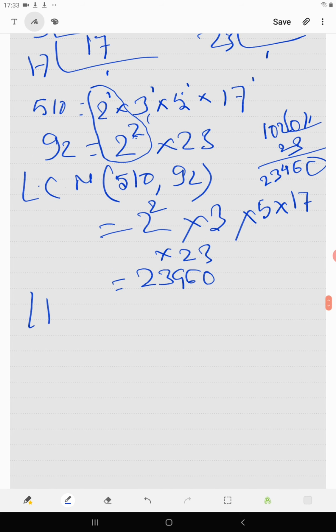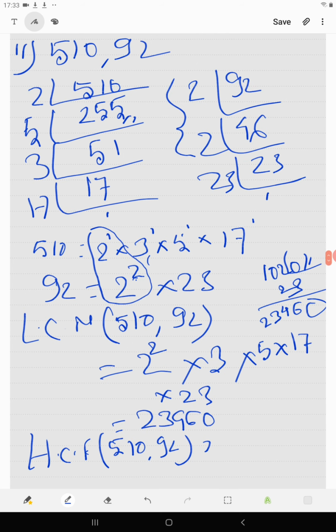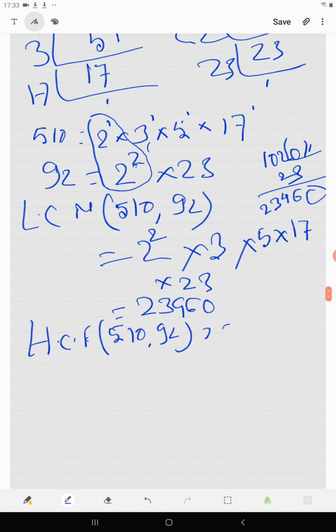Okay, then HCF of 510 and 92 will be, what is the lowest factor? So what is the common thing first? 2 only. Other than 2, nothing is common. And also, what is the minimum power of 2? That is 2 to the power 1, because 510 has 2 to the power 1, 92 has 2 square. So the minimum is 2 to the power 1. So we got HCF as 2.